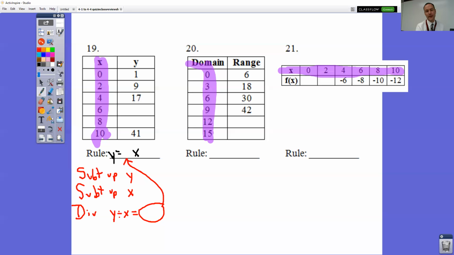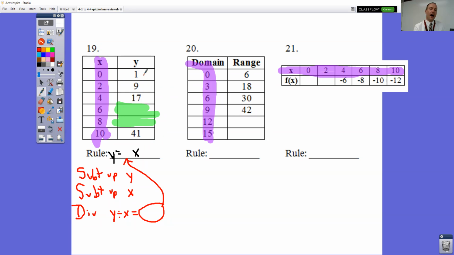Whatever you get for that is the number that goes in front of your x in your rule. The way that you find the missing numbers in the table works the same exact way as it did before. The way that you find your plus or minus works the same way that it did before. So let's take a look at these. I'm going to do this first one for you, then you're going to try the other two.